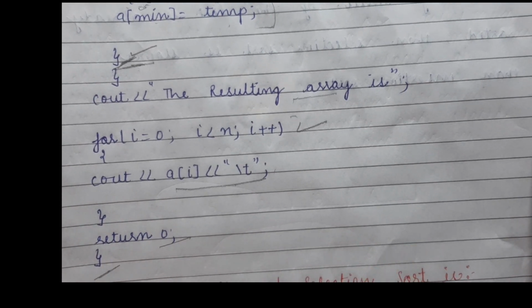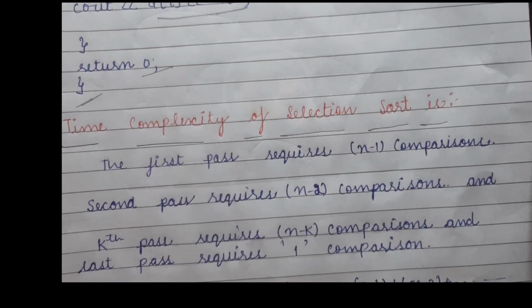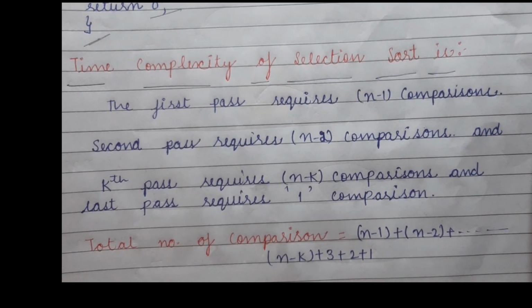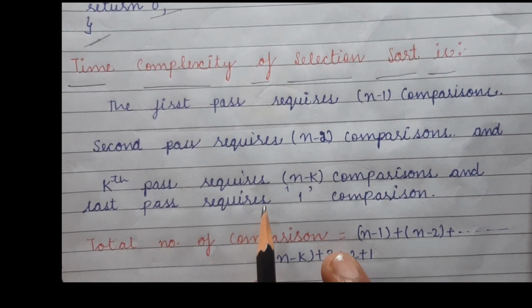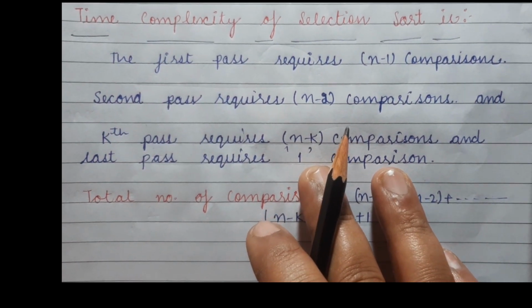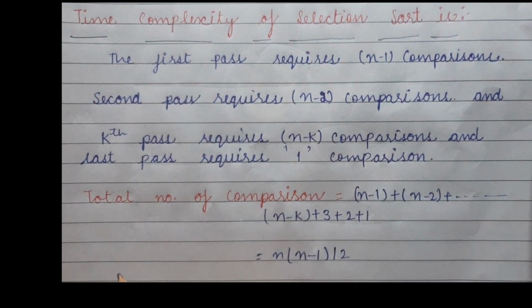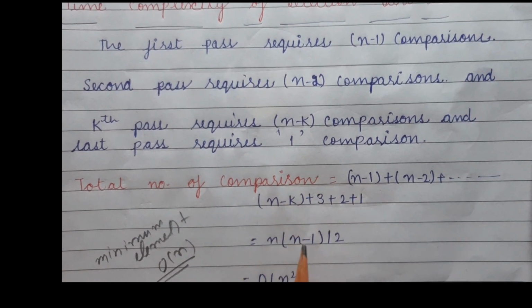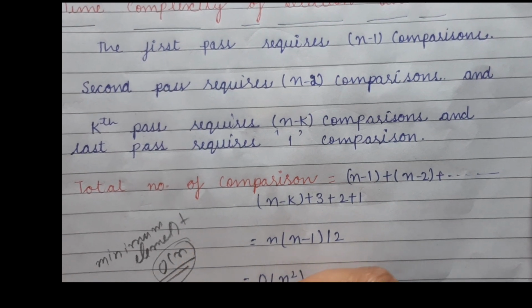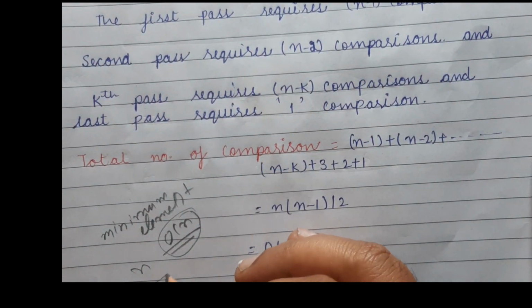Okay, so now we discuss the time complexity of the selection sort. You can also find out the time complexity in this way. For finding the minimum element in an array, what is the time complexity? The time complexity for finding the minimum element is big O of n. And how many times are we finding the minimum element in selection sort? We are finding the minimum element n times, because we have n elements.